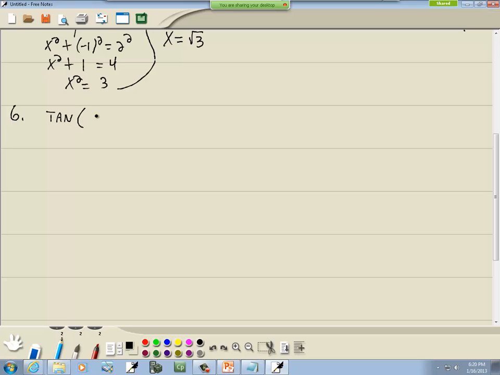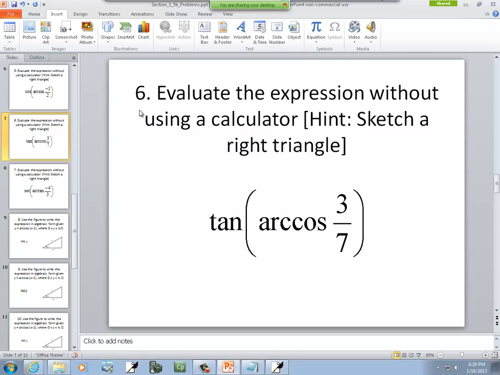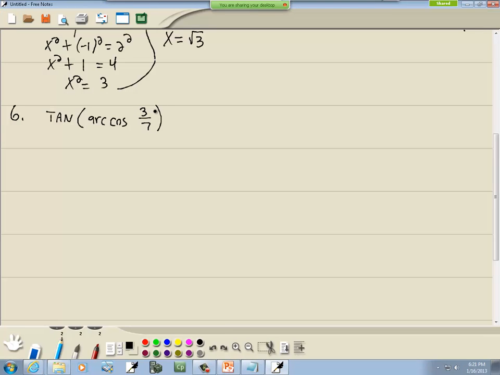We got tangent of arc cosine of 3/7. Obviously 3/7 isn't on our unit circle, so this is one where you couldn't go to the unit circle. You have to do it with these steps. Now first thing, we work with what's inside the parentheses, so we'll set it equal to p. So we got p is equal to arc cosine of 3/7. I'm going to go ahead and take cosine of both sides. So we got cosine p is equal to cosine of arc cosine of 3/7. Now cosine and arc cosine cancel each other out, and we got cosine p is equal to 3/7.